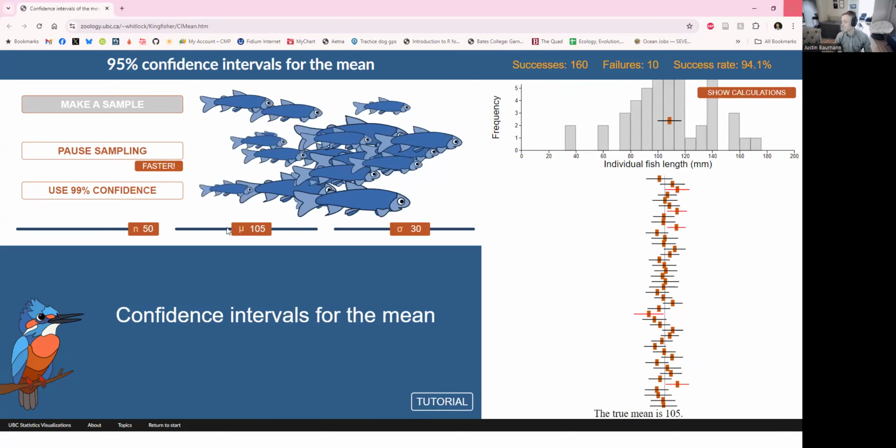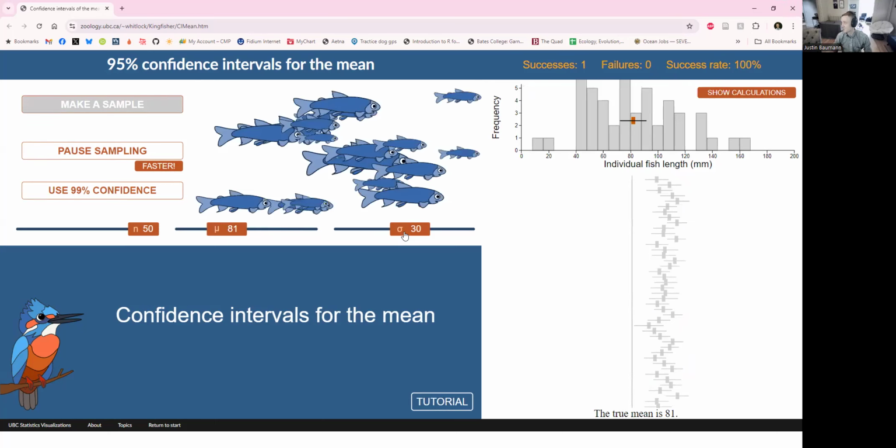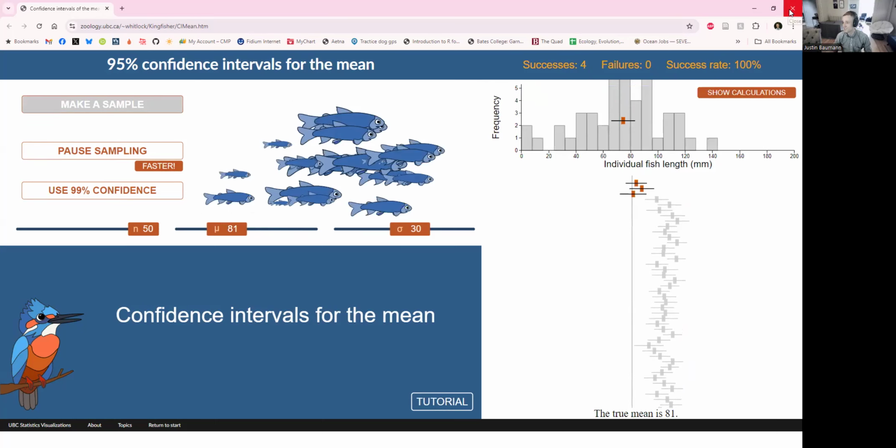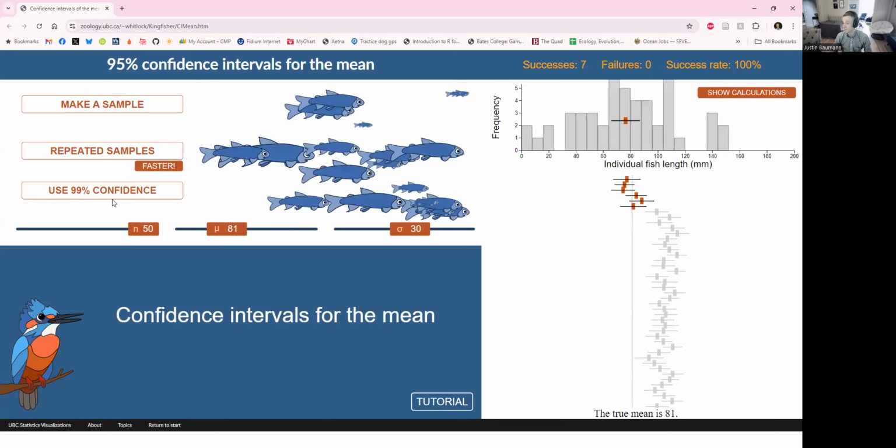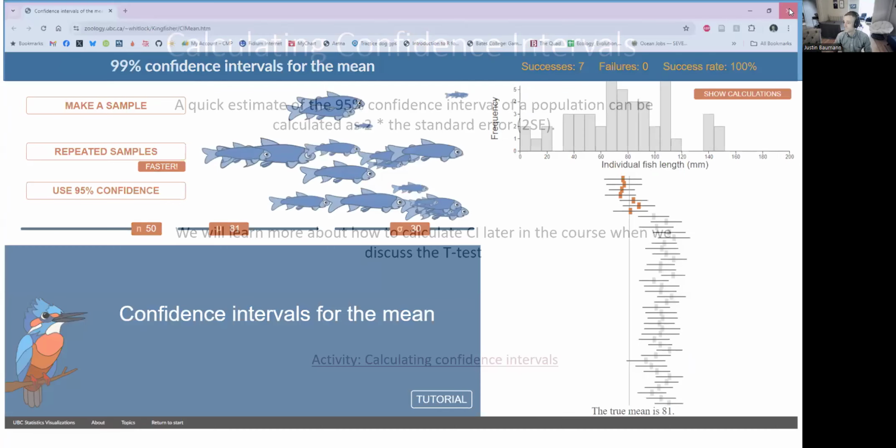So if you want to play around with the parameters and understand how it might change a little bit, you can, but that's just showing you how sampling works. I'm gonna pause. You can also change it to a 99% confidence interval, and we'll do even better. So feel free to play around with that.